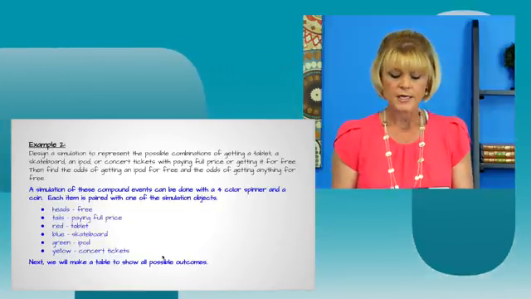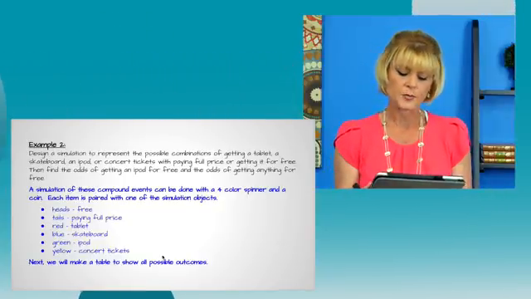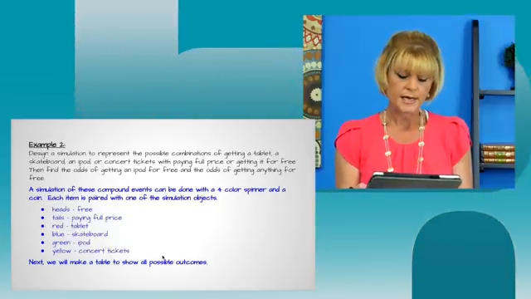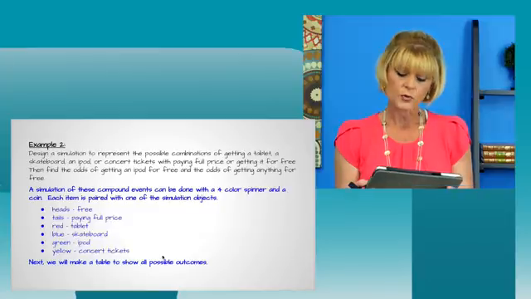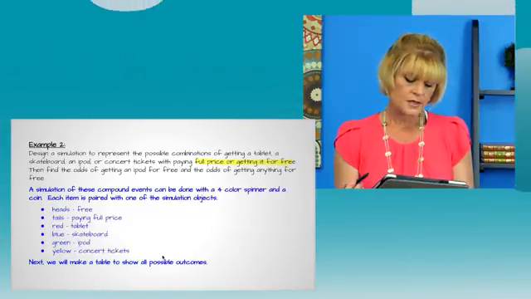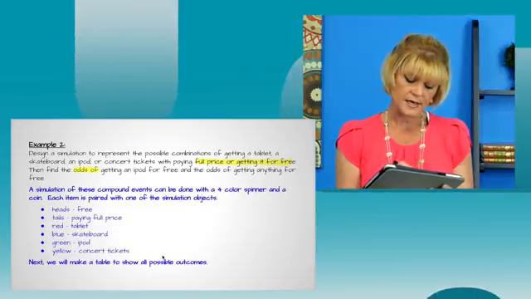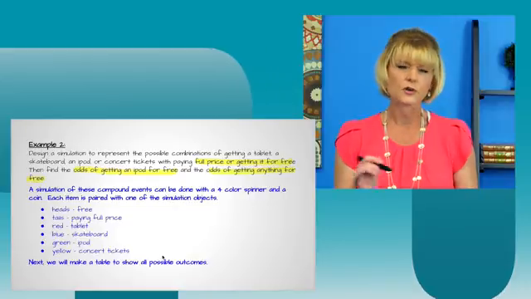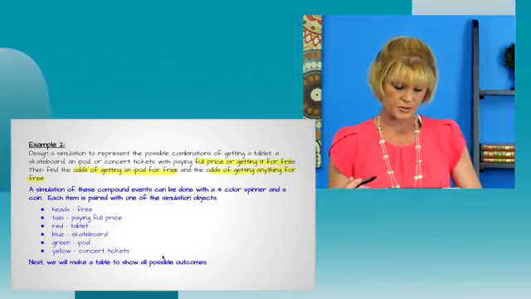Okay, another example. Design a simulation to represent the possible combinations of getting a tablet, a skateboard, an iPod, or concert tickets with paying full price or getting it for free. Then find the odds of getting an iPod for free and the odds of getting anything for free. So there's a couple different parts to this question.